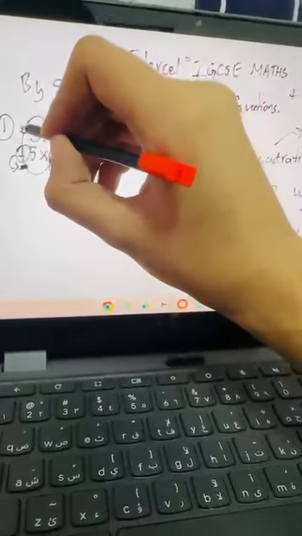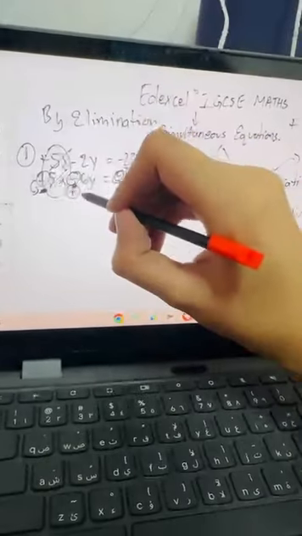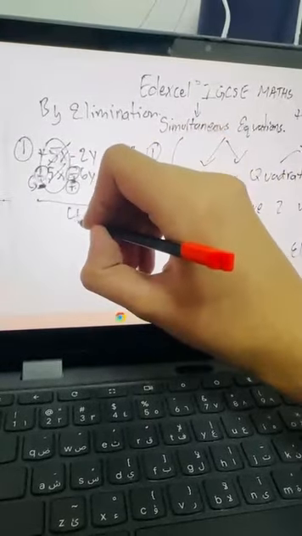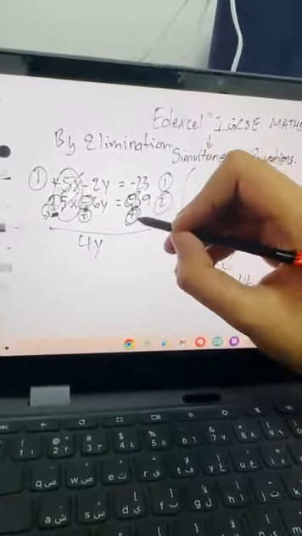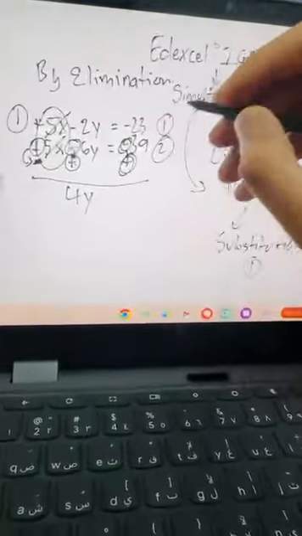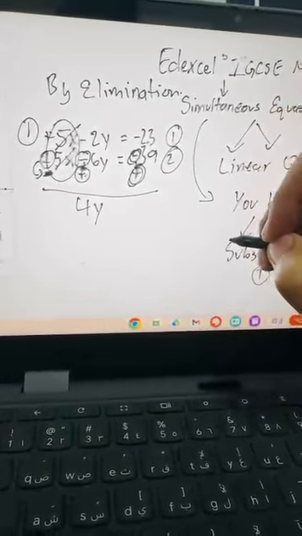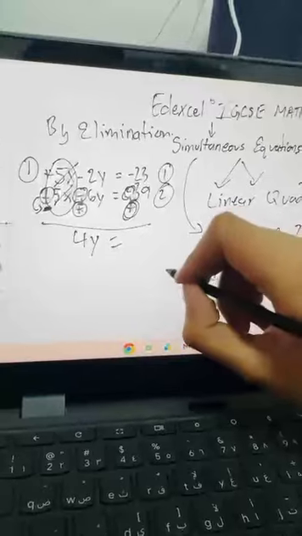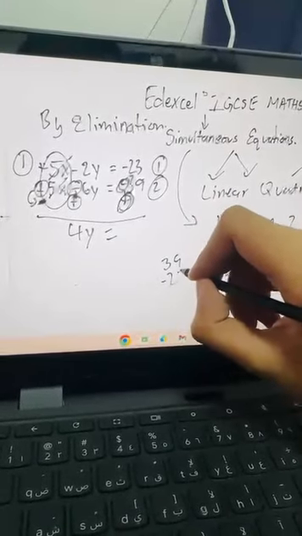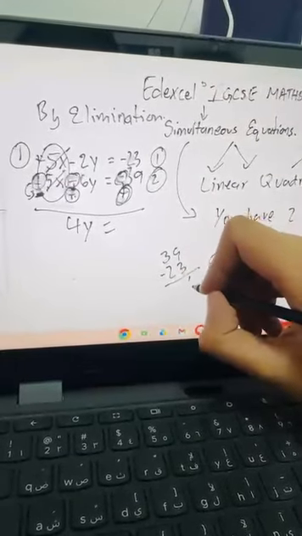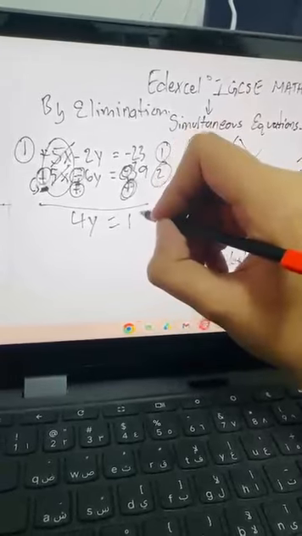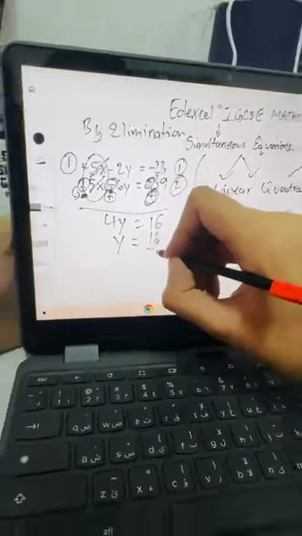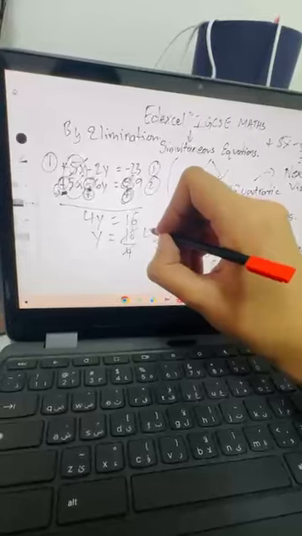So this is negative and plus, so we cancel it out. Here it is plus 6y minus 2y, which gives you 4y. And here it's plus 39 minus 23. You can put it on your calculator. 39 minus 23 will give you 16. So this is 16, and then y would be 16 divided by 4, which gives you y equals 4.